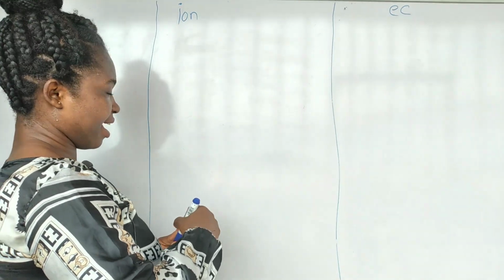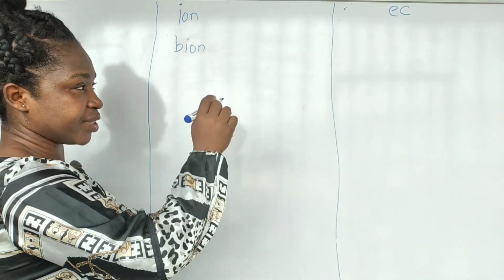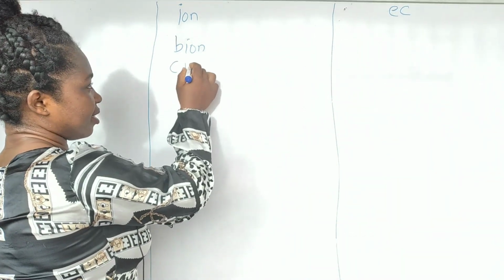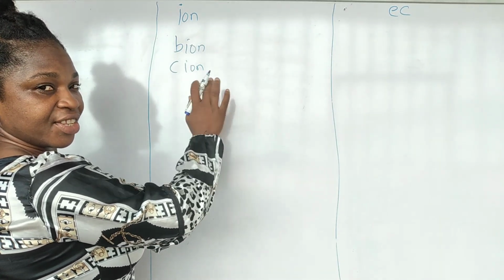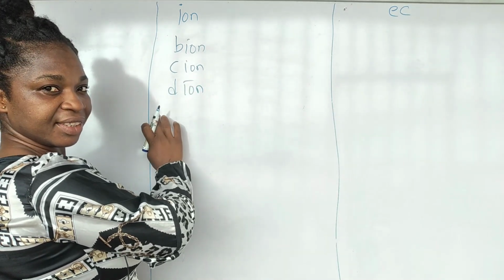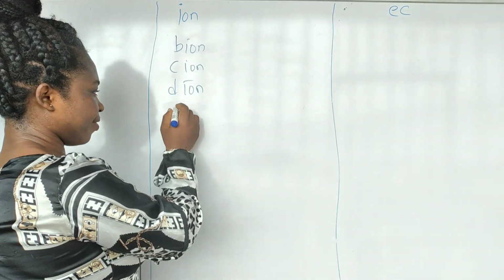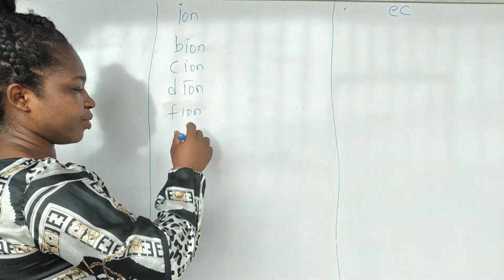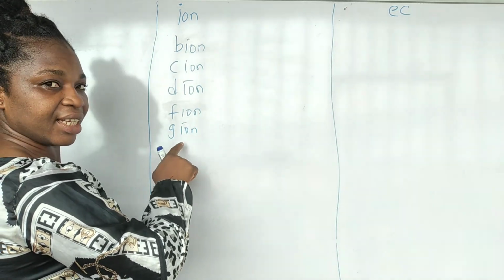So the very first letter, we have the B. This is bion, bion, bion. And we have C. Sion, sion, sion. We have D. Dion, dion, dion. F. We have fion, fion, fion. Move to G. We have gion, gion, gion.